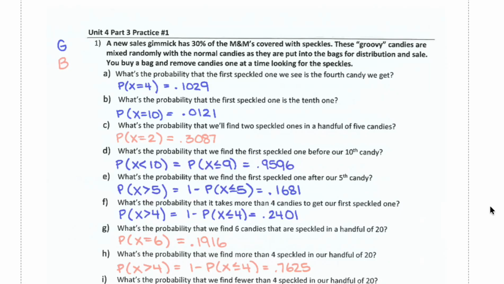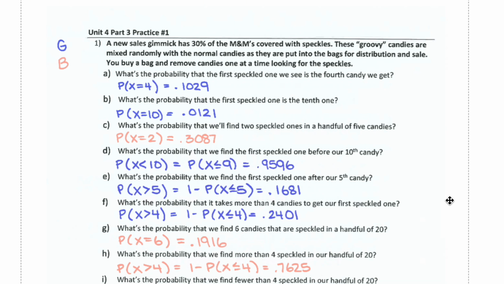Alright, in this video, I'm going to walk through this entire assignment step by step. The key idea for this whole page is recognizing which distribution to use. If it's geometric, then we're looking for the first success. If it's binomial, then number of successes in fixed trials is the key idea.